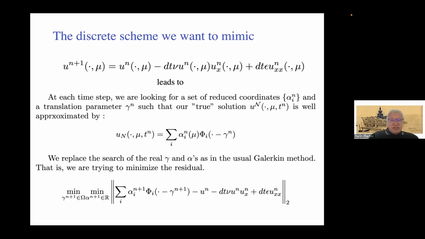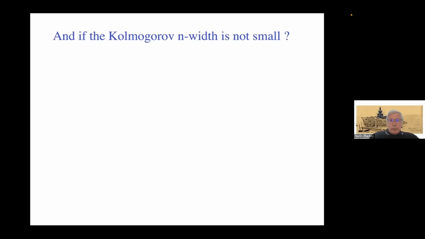The problem is that this intelligence, human intelligence, can be difficult to extend to 2D and more. Okay? So if the Kolmogorov n width is not small, what can we do? Okay, but the Kolmogorov n width is not everything here.